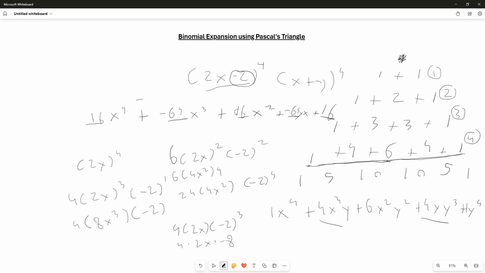So this is the fully expanded binomial, and I know it doesn't seem like it because this took quite a long time to do, but this definitely took less time than if we were to multiply out 2x minus 2 times 2x minus 2 times 2x minus 2 times 2x minus 2. So that's how you expand binomials using Pascal's triangle.